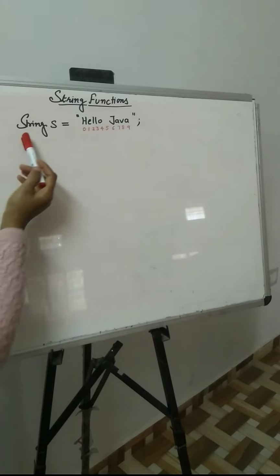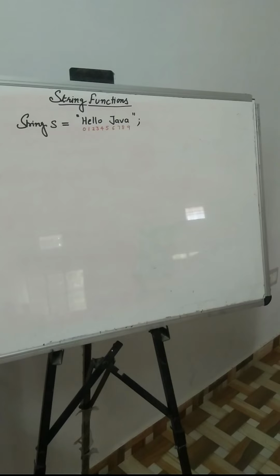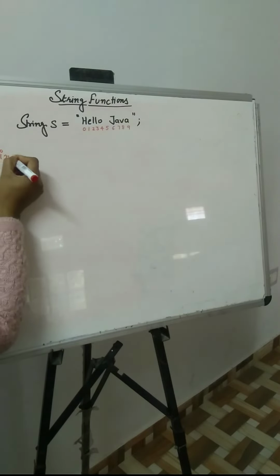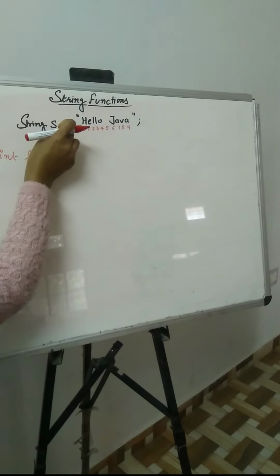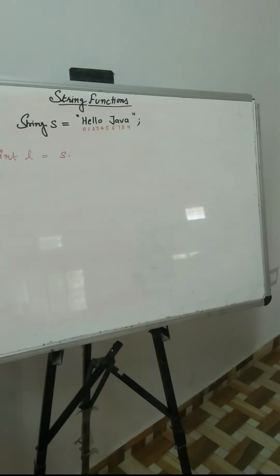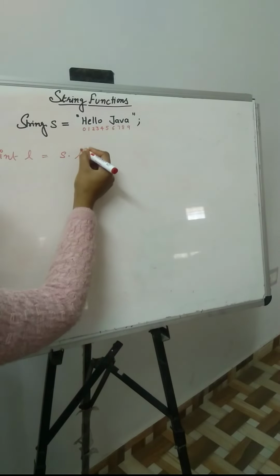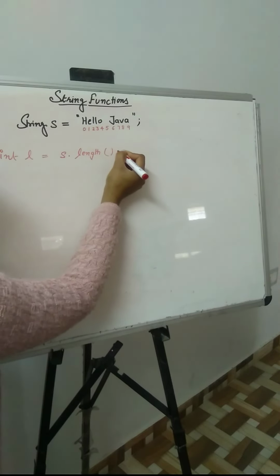Here I am taking a string type variable S which stores "hello Java". Suppose we have to find the length of this string. So what do we have to do? Length is stored in integer type. We write int L equals S dot length. Length function is a predefined function. Simply you write length and the function.